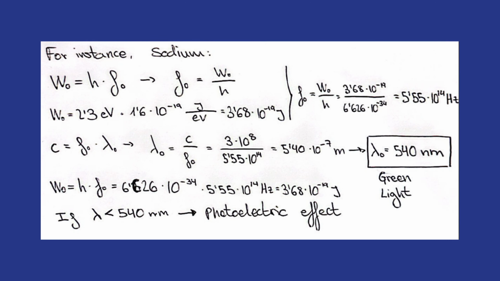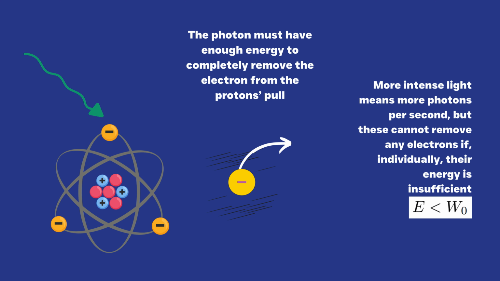Now, to determine the threshold frequency of a given material, we can divide the work function by Planck's constant. Conversely, we can calculate the work function of a material, such as sodium, by using its threshold frequency. This was a groundbreaking discovery because it implied that the energy needed to emit an electron from the atom is quantized, and so is light. We need a discrete particle of light, a photon, with sufficient energy to overcome the proton's pull and free the electron. This is why increasing the light's intensity has no effect if the individual photon's energy isn't sufficient.